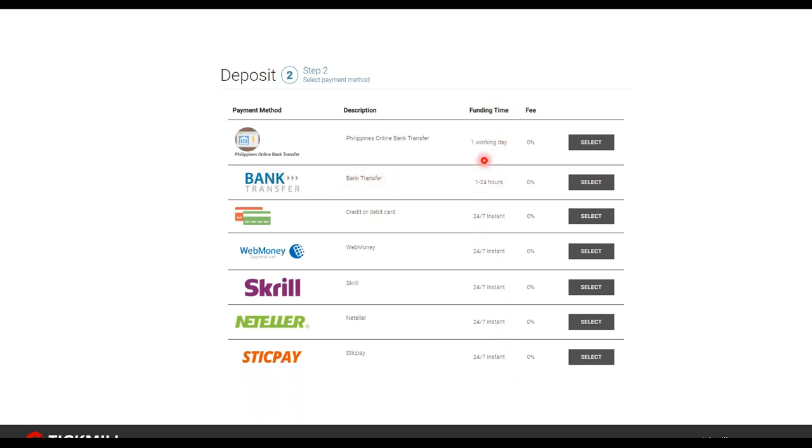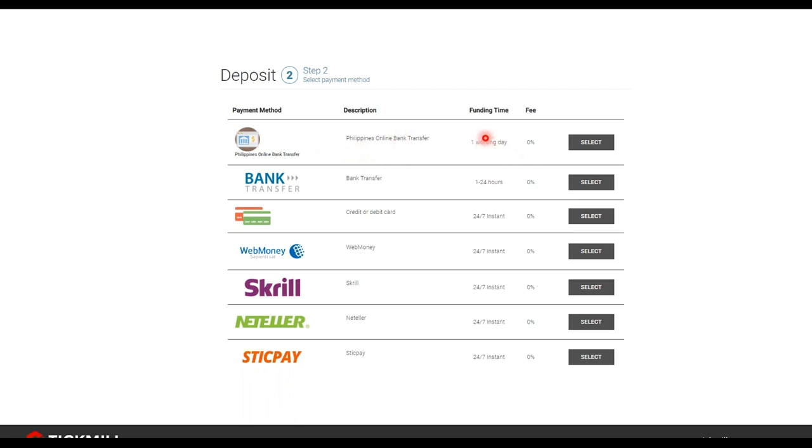Ito po yung mga funding time, how fast we can do it. And the most convenient way is the Philippines online bank transfer. If you're familiar with Dragon Pay and GCash, you can use it to fund your account. All you have to do is click this, select, and just follow the procedure. Pwedeng online bank transfer using your mobile app. We have BDO, Metro Bank, Land Bank. We also have over-the-counter payments and even remittance services like Cebuana, SM Bills Pay, and also RD Pawn Shop. So may mga ganun din po, available for Dragon Pay.